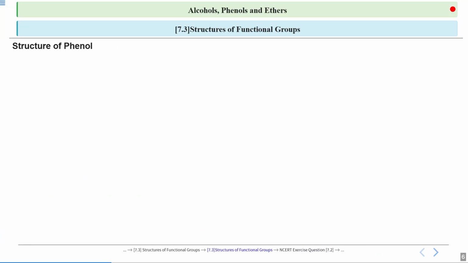Now, we just have seen the structure of an alcohol, which is methanol. We have talked about the bond angle and the bond length, right? Now, if we move to the structure of phenol, phenol has this structure, figure 7.1 given, showing the structure of phenol. This is a benzene ring, and this benzene ring is attached to the hydroxy group, that is the OH group. Also the bond length is given, which is 136 picometers for the CO bond, and the bond angle of COH is given as 109 degrees.